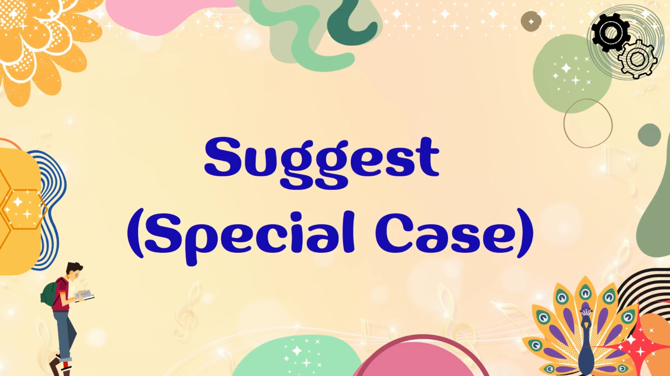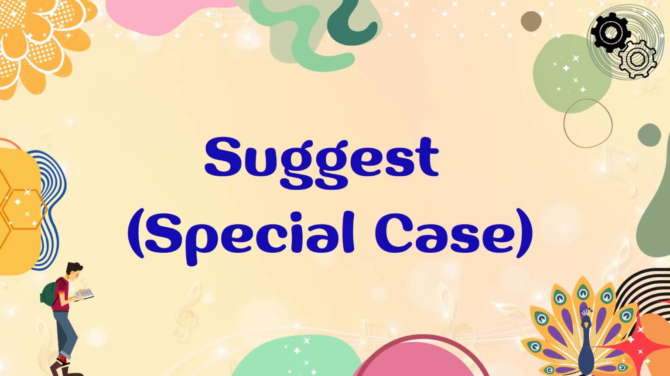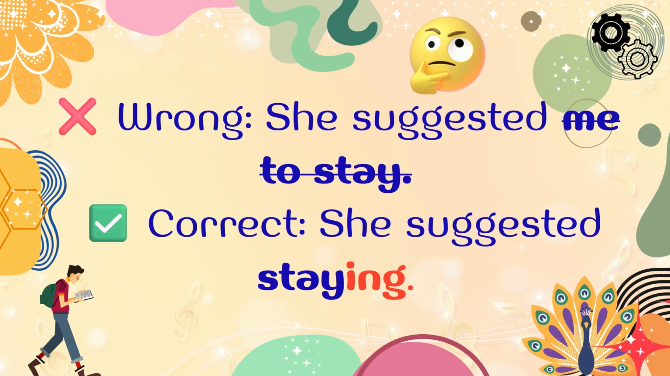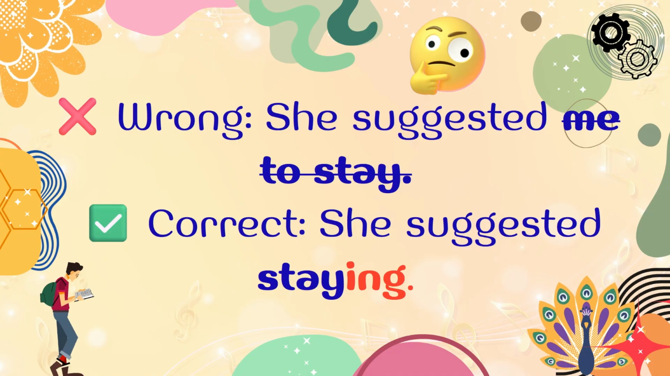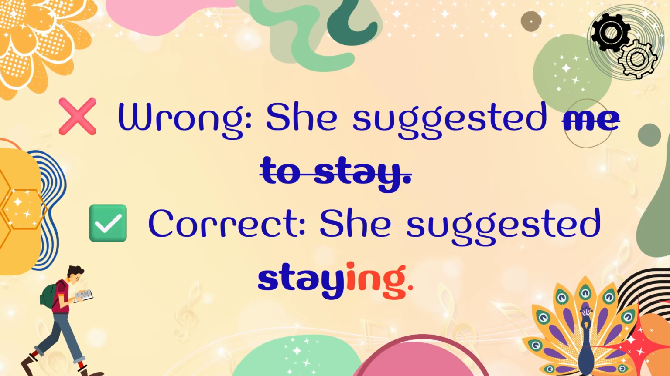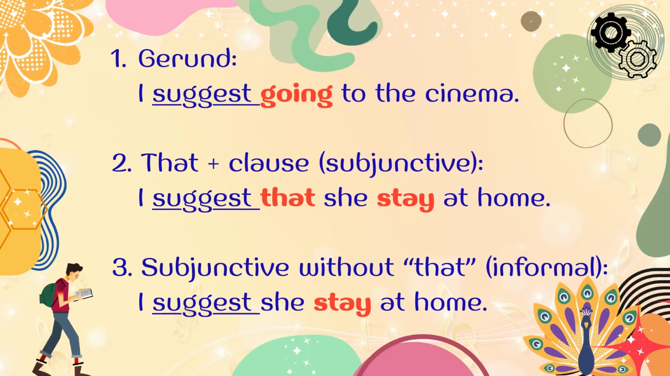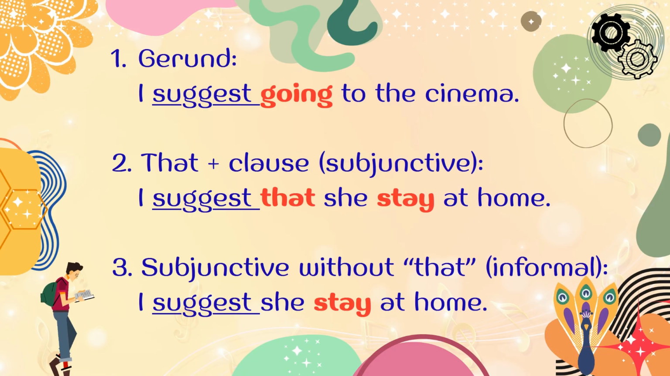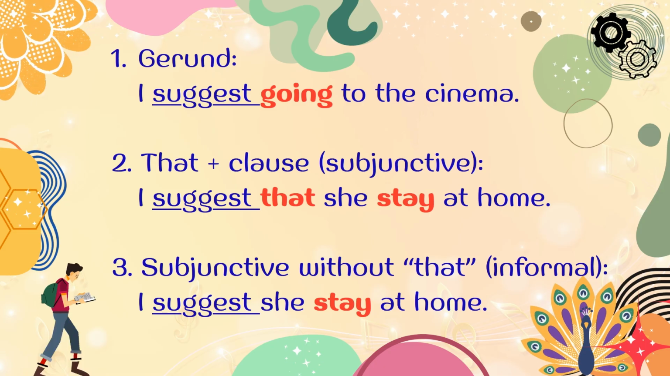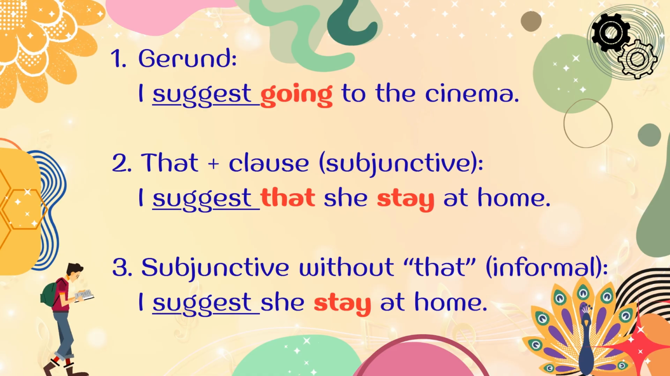Now the verb suggest. It's a special case and now you will see why. The sentence, she suggested me to stay, is wrong because we cannot use a direct object here. What you can do is to say, she suggested staying. You use a gerund. Now here are the correct options. The first one, I suggest going to the cinema. You use a gerund after the verb suggest, and that will be perfect.